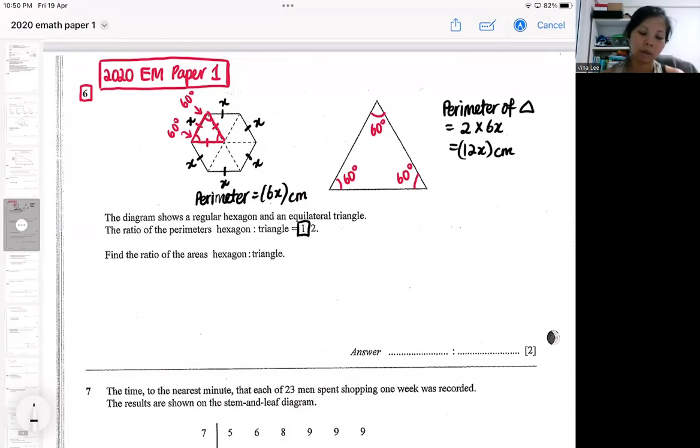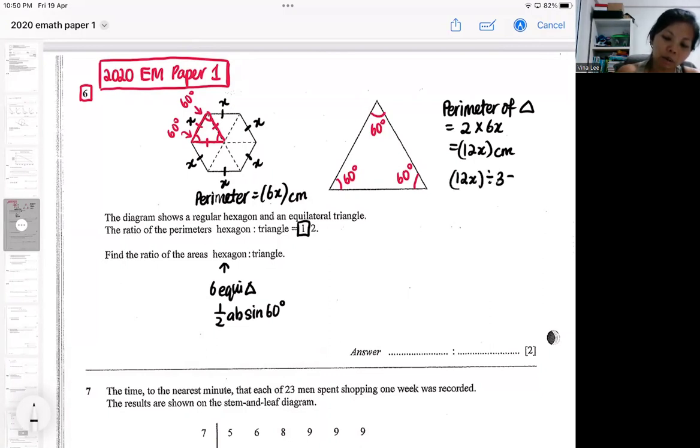Okay, then how will all this lead to the area of the hexagon and triangle? The hexagon is 6 equilateral triangles, and one triangle's area will be half ab sine C, which in this case is sine 60 degrees. Because of this, I will need the sides of the equilateral triangle. Based on the perimeter, if you divide by 3, you will get 4x. So all the sides will be 4x.